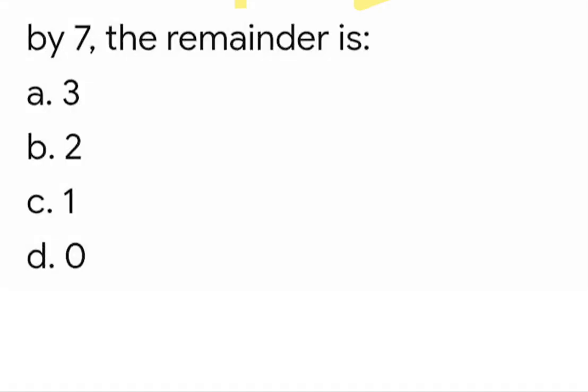So what is the answer here? Option C is the answer, because I already explained how you got the remainder 1 when 3m is divided by 7. I think you all have understood. So we go for the next one.